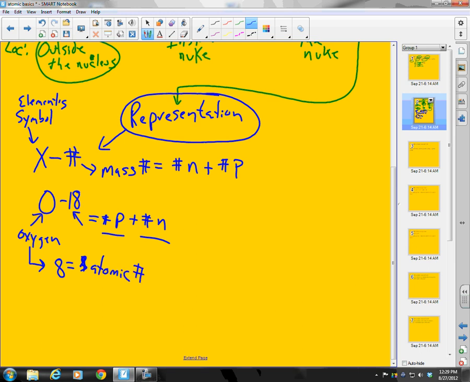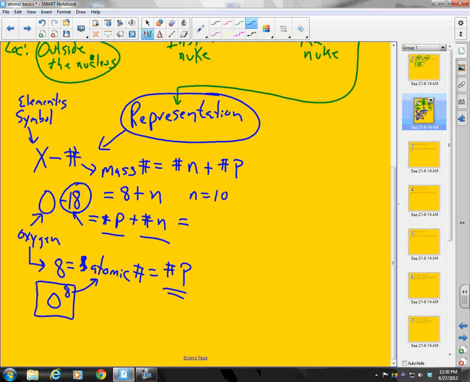Atomic number. The atomic number is equal to the number of protons in an atom. So when I look on the periodic table, here's the periodic table, there's an O here and an 8 up there, and that is my atomic number. If I know my atomic number, I know the number of protons, which means I can figure out the number of neutrons, because 18 equals the number of protons, 8, plus the number of neutrons. Neutrons, in this case, equal 10. So you can understand how this representation can help us find out some things.